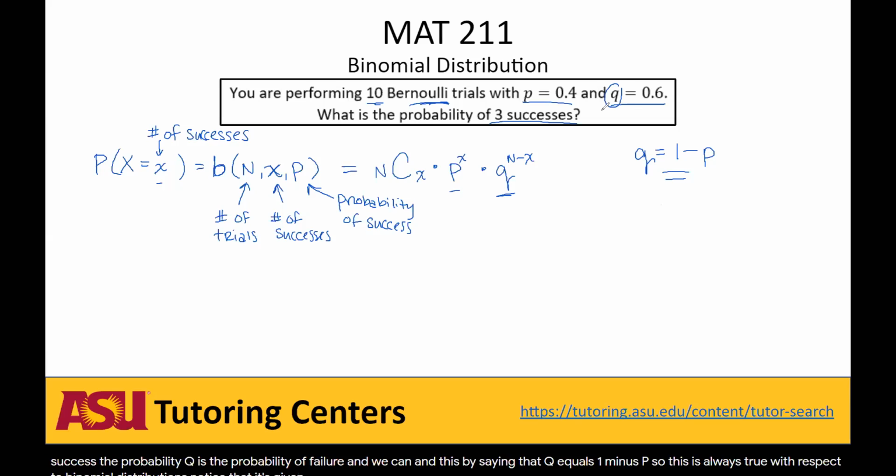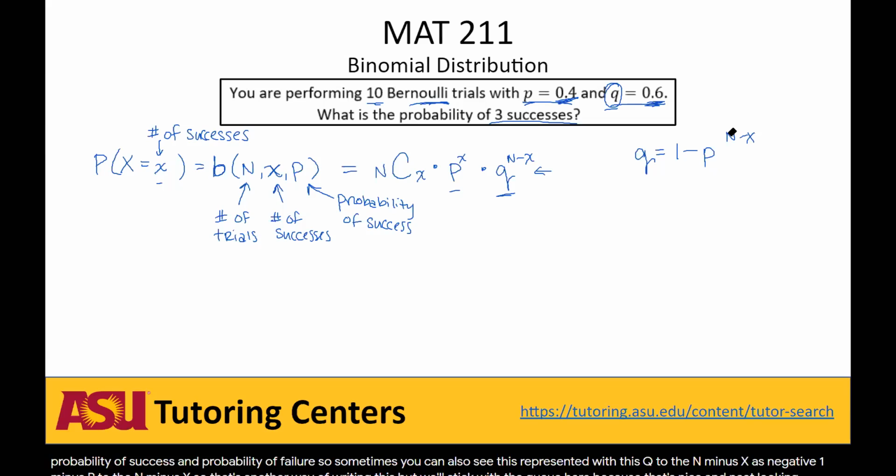Notice that it's given to us here, and we can double check: 0.4 plus 0.6 equals 1. So these are indeed the probability of success and the probability of failure. Sometimes you can also see this q to the n minus x represented as 1 minus p to the n minus x. That's another way of writing this, but we'll stick with the q here because that's nice and neat looking. So all we need to do is figure out what our x value and our n value are, because we have our p and our q already given to us.